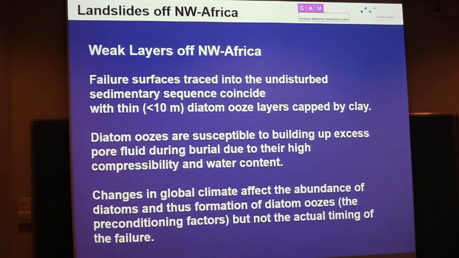This means, if we continue to think about the relation between landslides and climate, changes in global climate of course affect the abundance of diatoms. And thus the formation of this weak layer is related to climate. That means the preconditioning factors are somehow controlled by climate for this example, but not the actual timing of the landslide. The weak layer may be built at a time where we have very good conditions for diatoms to grow, and then they're buried afterwards, and at some time when we have enough sediments on top, everything is getting unstable, and then it gets a mess.